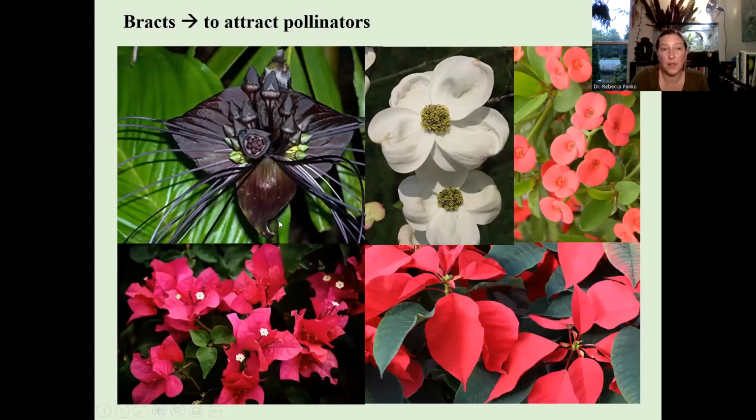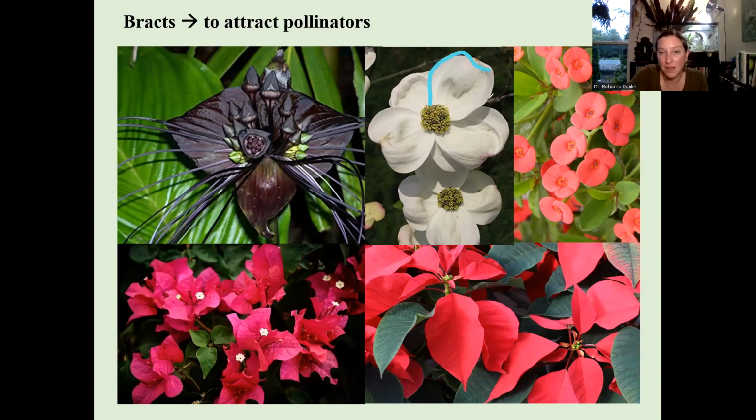Okay. And there's something called bracts. So these are all examples of modified leaves, guys, right? So if I showed you this flower, right? Or even this flower, you would probably think that this white part here or this red part here is the petal of that flower, right? You're wrong. No, so these are actually modified leaves that are called bracts.